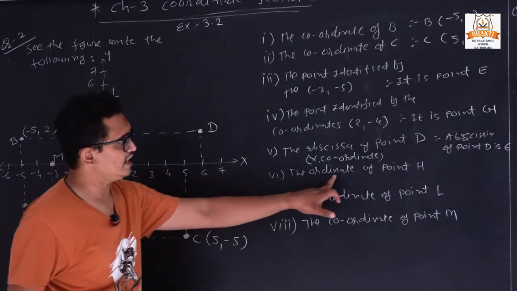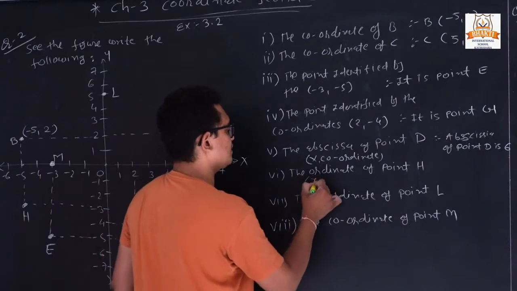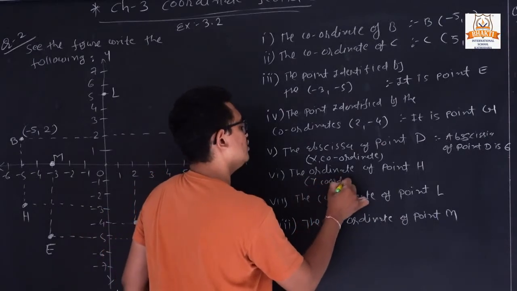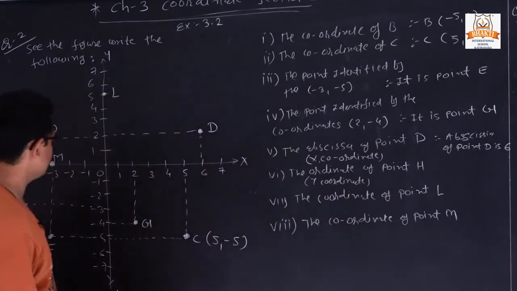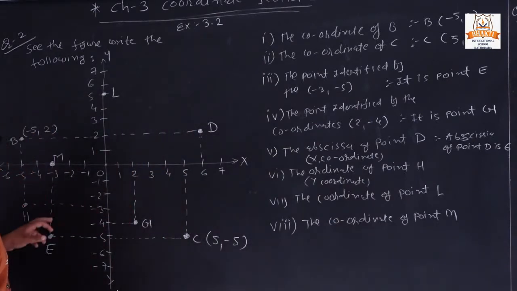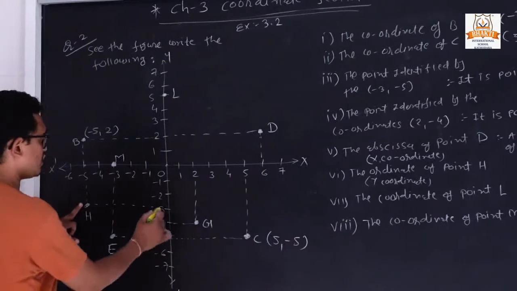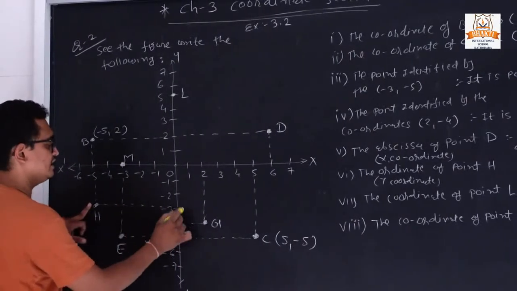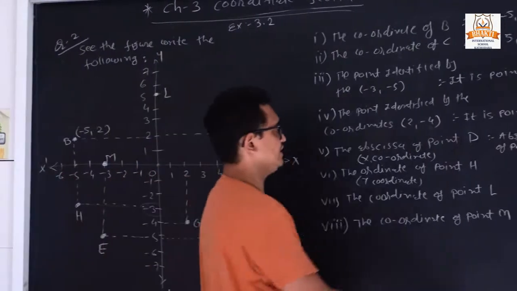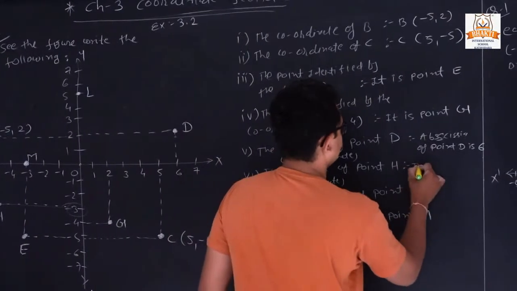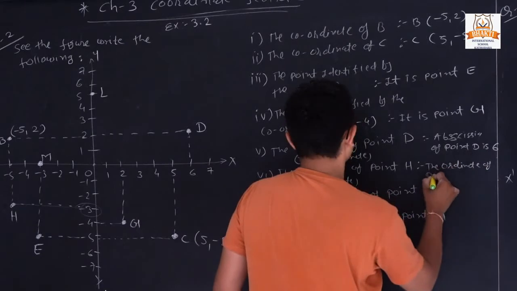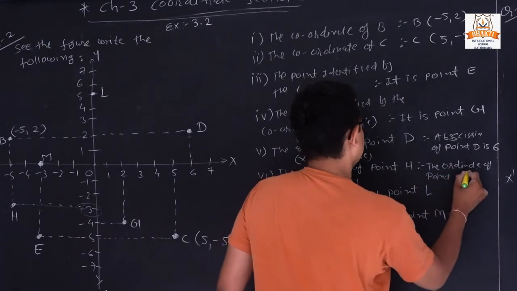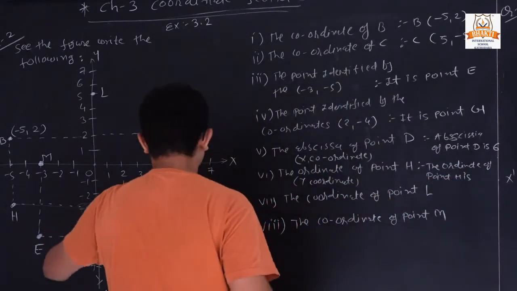Next, the ordinate of H. Ordinate means what? Y coordinate. So where is H? First of all, where is H? It is here. So what is its y coordinate? It is -3. So we can write the ordinate of point H is -3.